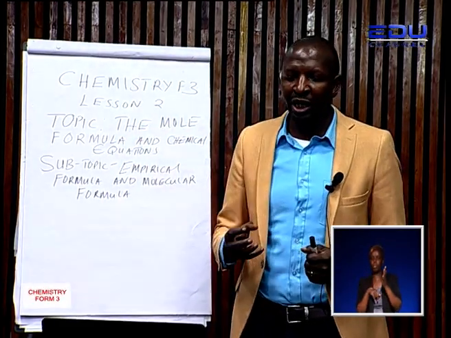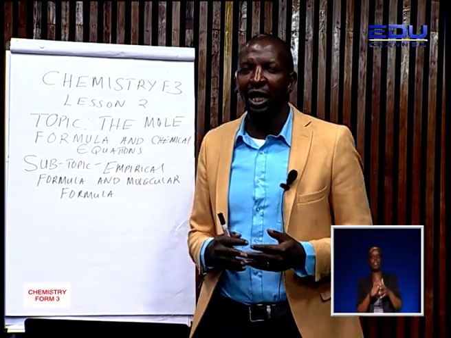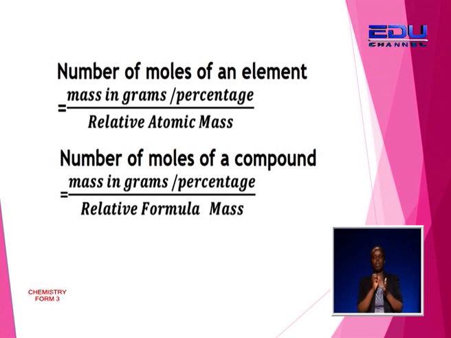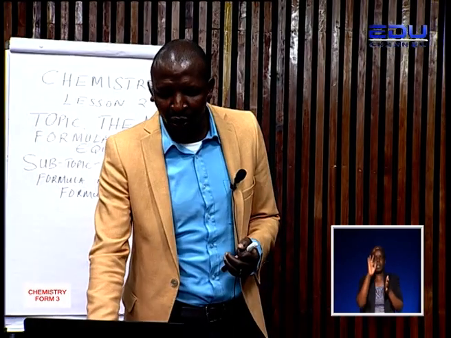What you need to know to be able to calculate the empirical formula and the molecular formula is how to calculate moles. As shown on the screen, we need to know how to calculate the moles of an element and how to calculate the moles of a compound. So how do you calculate the moles of an element? The moles of an element is calculated by getting the mass in grams divided by the relative atomic mass. The number of moles of a compound is computed by getting the mass in grams divided by the relative formula mass. Let's look at an example.